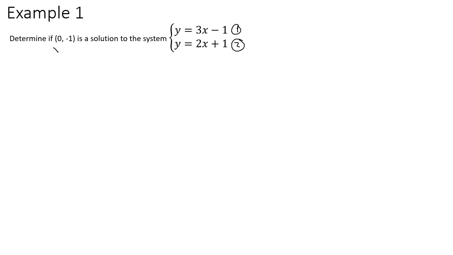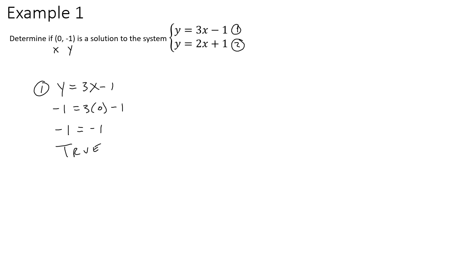We're going to let x equal 0 and y equal -1. We'll first test the first equation, y equals 3x minus 1. So I'm going to replace y with the -1 and x with the 0. And then I want to know, is this a true or false statement? Simplifying, I see that that is a true statement.